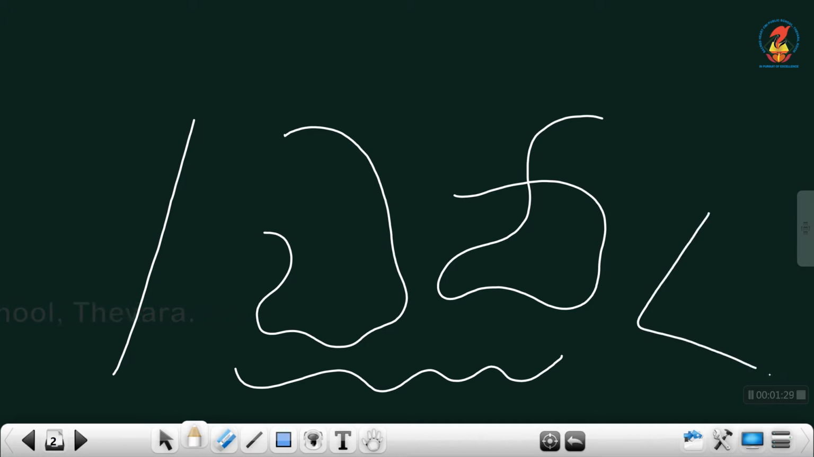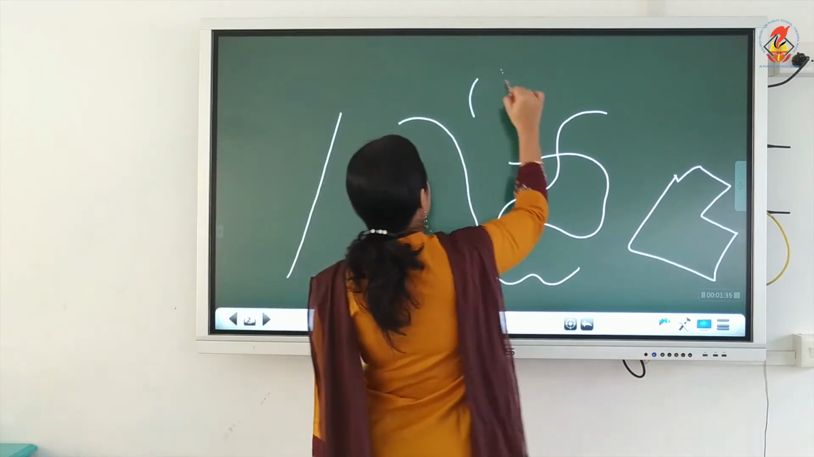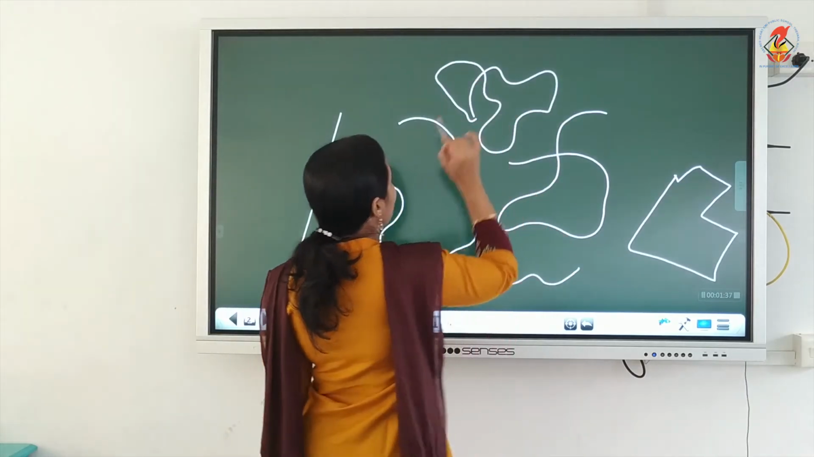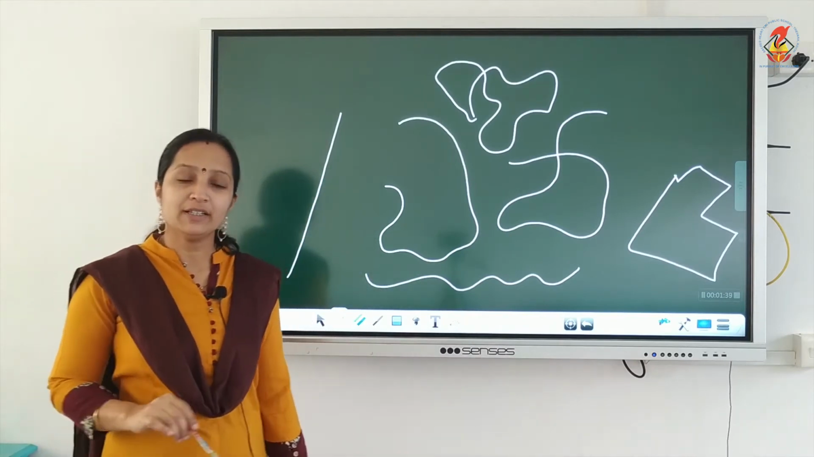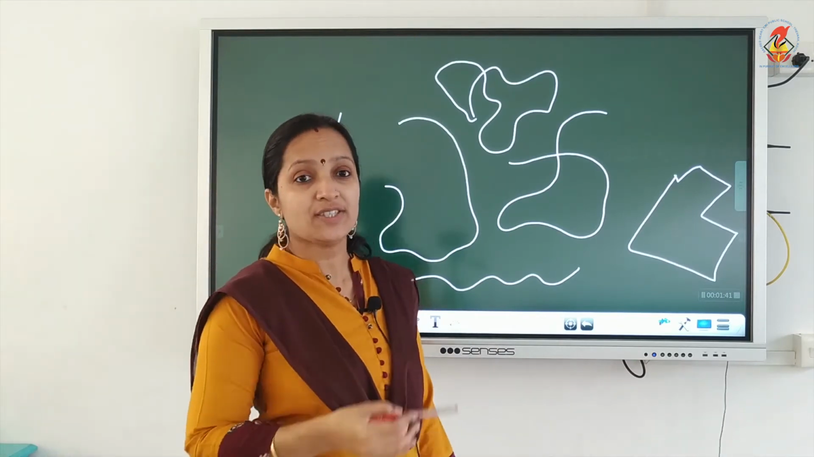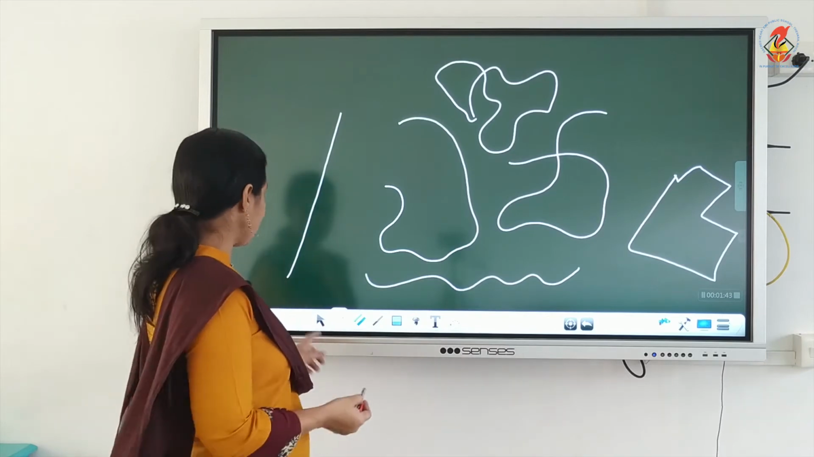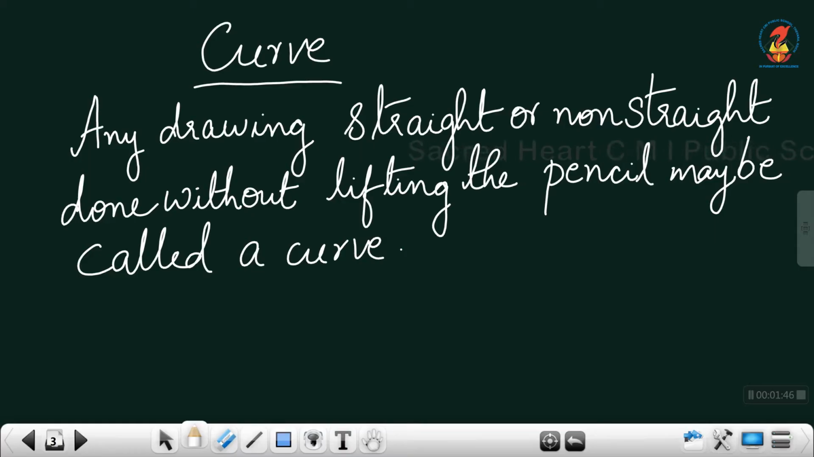Suppose we can say that this is a curve. Anything drawn without lifting the pencil is a curve. Okay, children, so what do you mean by curve? Any drawing, straight or non-straight, done without lifting the pencil is called a curve.